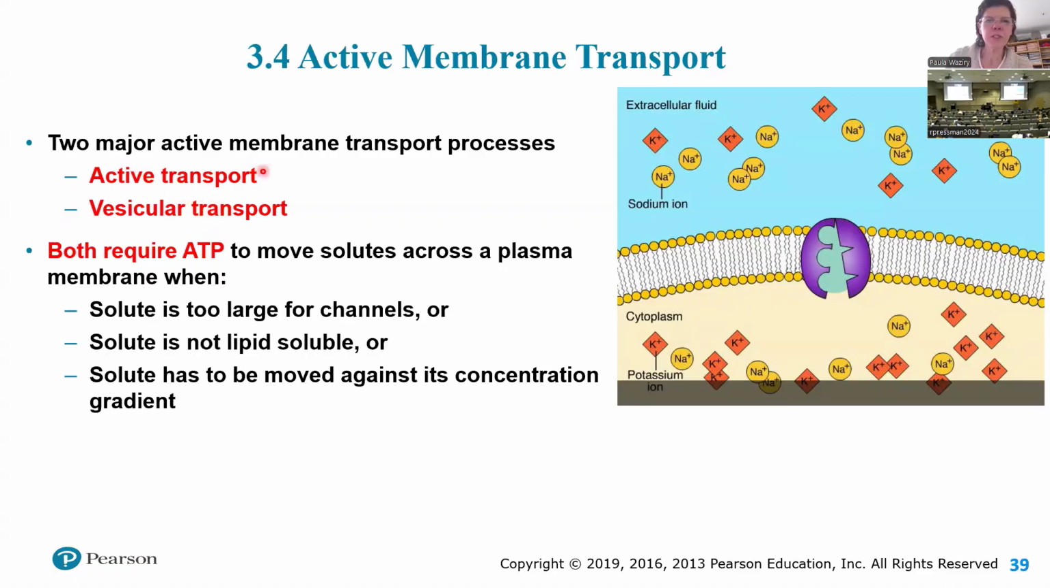So two major types of membrane transport, okay? You're going to have active transport. Also, vesicular transport is also considered active, but is more in the secondary active. Both of them are going to need ATP. So if you need energy, that is considered active transport.